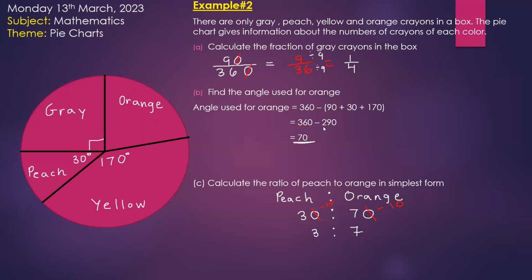For C, it says to calculate the ratio of peach to orange in simplest form. Since we know that peach is 30 degrees and orange is 70, because that's what we just found out, the first ratio is 30 to 70. Then you divide both by 10, which is just like crossing out the zeros, and you get 3 to 7 as your final ratio. Very good, 3 to 7.